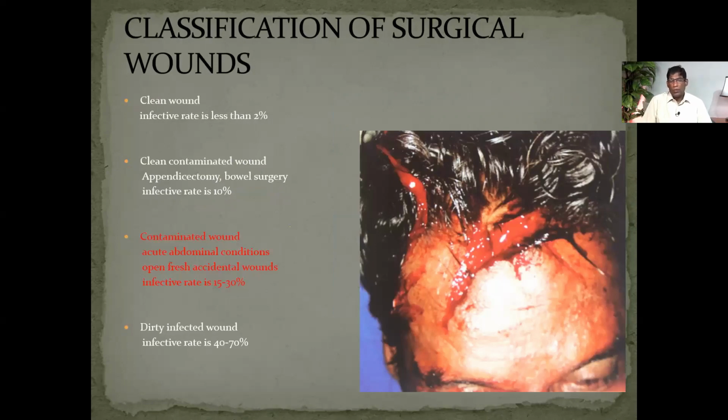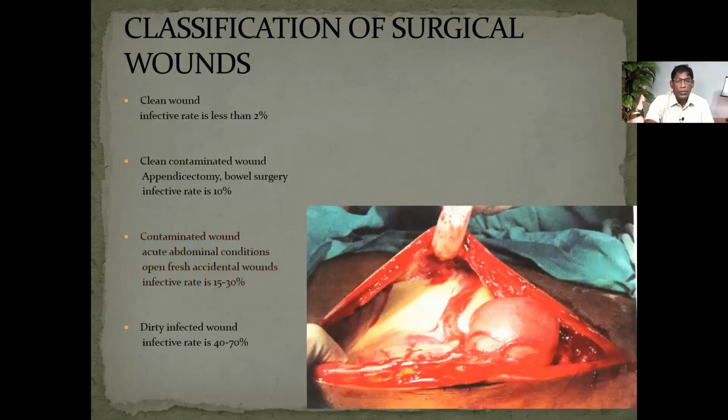Contaminated wounds are trauma wounds with soiling and macerated, multiple lacerations, where the infection rate is about 15 to 30%. So prophylactic antibiotics are again helpful. Dirty infected wounds are already infected in some patients, like a perforated appendix with pus in the peritoneal cavity, so there will be definite infection and antibiotic treatment is necessary.